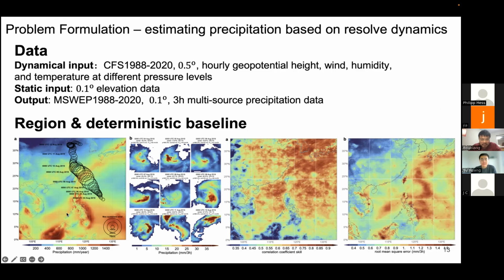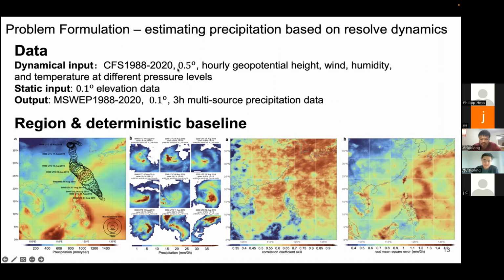So here is the study area, and here is typhoon Lekima, the second largest typhoon that we have observed, and these are some snapshots of the precipitation in the hurricane center here. And here we try to use a UNet to estimate the 3-hour multi-source precipitation from this half-degree hourly geopotential height, wind, humidity, and temperature. Those are the resolved dynamics. We can get pretty good results regarding correlation and root mean square error. But as I mentioned, it's far from enough.